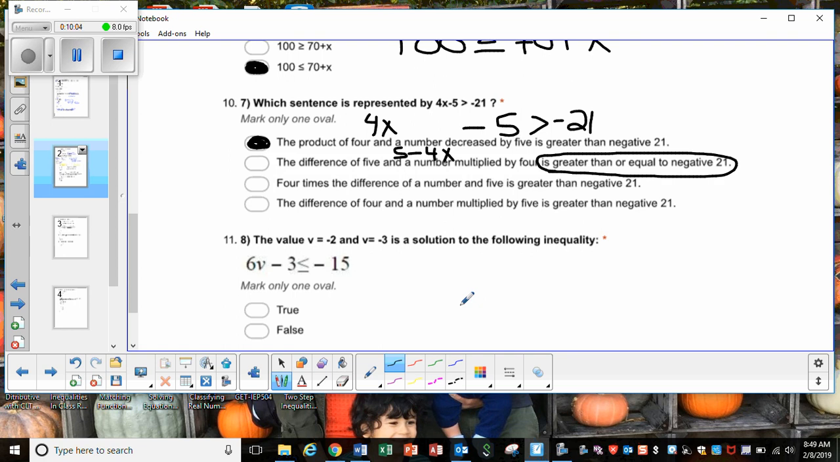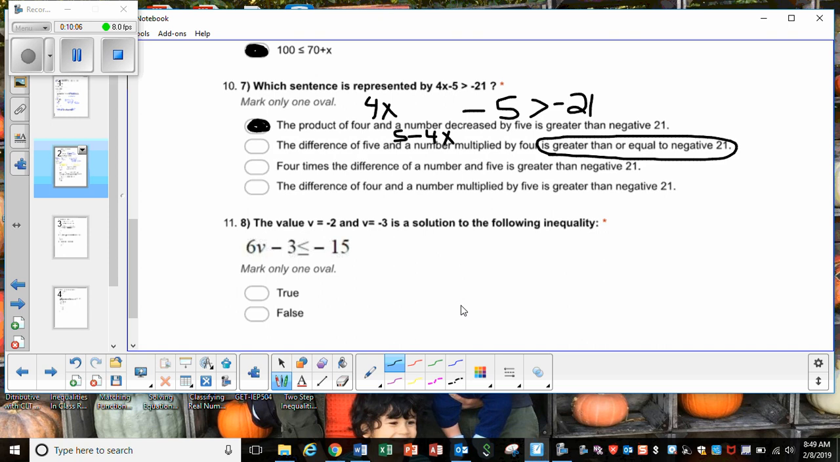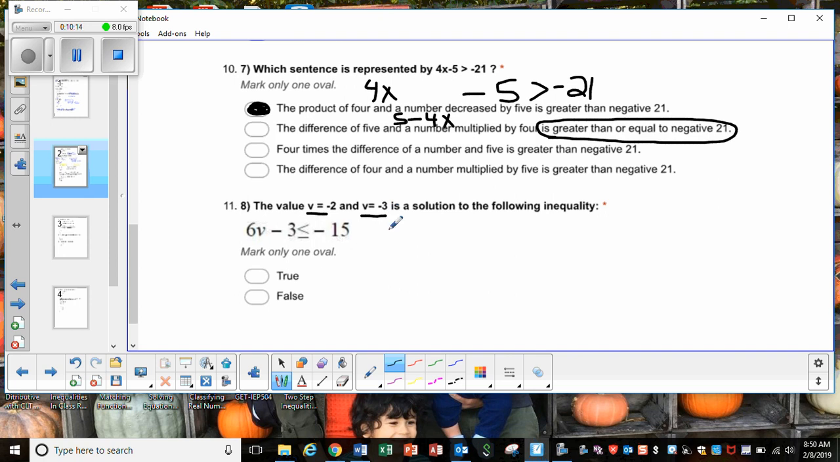Okay? All right, so for number 8, it says the value v equals -2 and v equals -3 is a solution to the following inequality, true or false. So for this statement to be true, both of these must work. So if one of them does not work, then it's not true. Now, number 8 is one of those problems, again, where you could solve or you could substitute. I'm going to choose to solve this one.